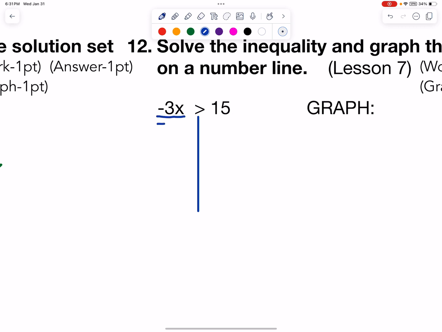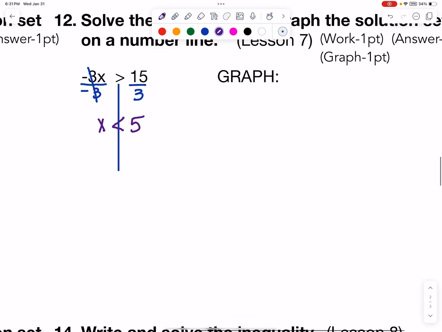So divide both sides by 3. That crosses out. And anytime when you multiply or divide by a negative, you must change the sign. So multiplying or dividing by negatives messes things up. 3, 6, 9, 12, 15. We have 5 here. So you got to be really careful. Make sure you remember to change the sign when you multiply or divide by a negative.